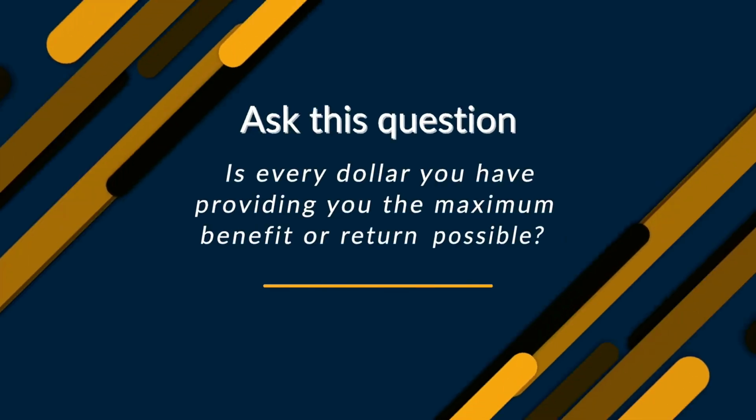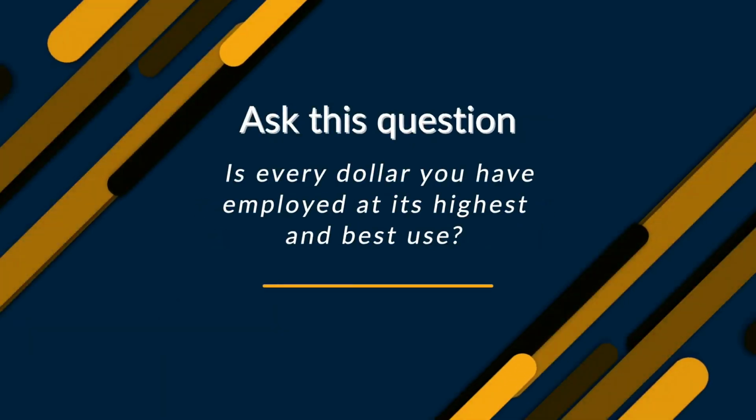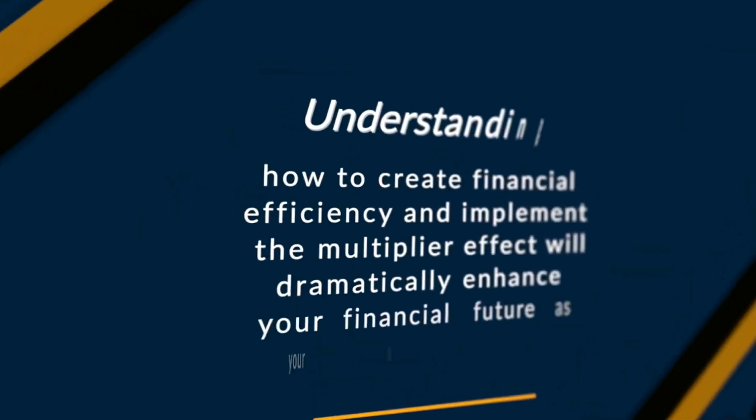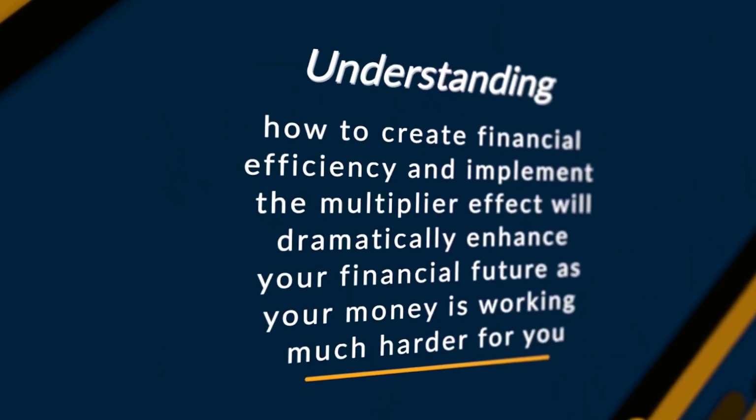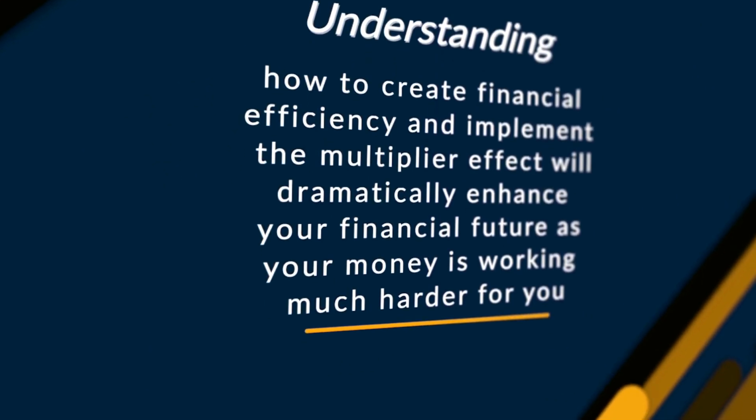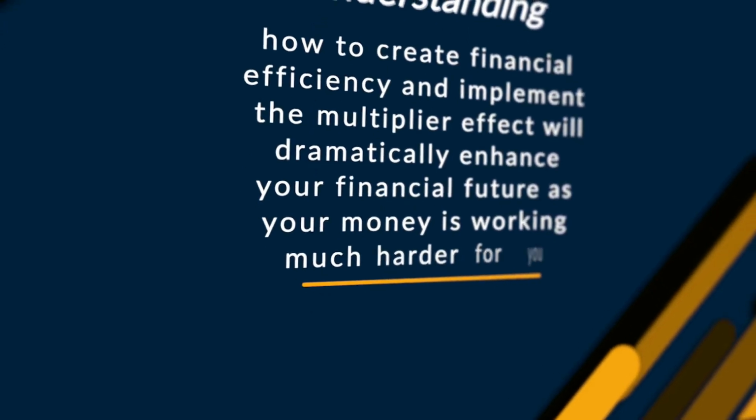So you might ask this question: is every dollar you have providing you the maximum benefit or return possible? Or said another way, is every dollar you have employed at its highest and best use? The multiplier effect then begins to build on financial efficiency once you've got your money working hard to create the maximum benefits for you. Then the next step is to have each dollar provide multiple benefits, meaning every dollar is creating multiple results. In effect, $1 is doing the work of $3 or $5 or even more. Understanding how to create financial efficiency and implement the multiplier effect will dramatically enhance your financial future, as your money is now working much harder for you.